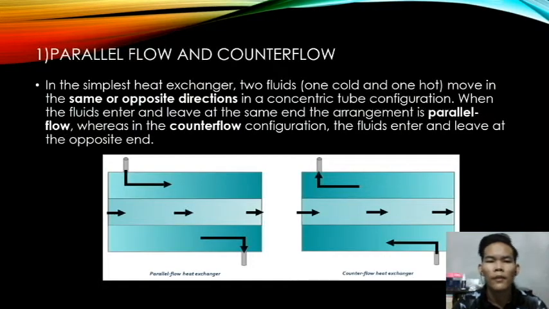First, parallel flow and counter flow. In the simple heat exchanger, two fluids, one cold and one hot, move in the same or opposite direction in a concentric tube configuration. When the fluids enter and leave at the same end, the arrangement is parallel flow, whereas in the counter flow configuration, the fluids enter and leave at the opposite ends. So that is the example of parallel flow and counter flow.